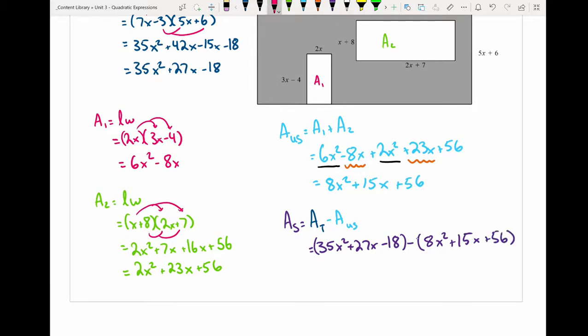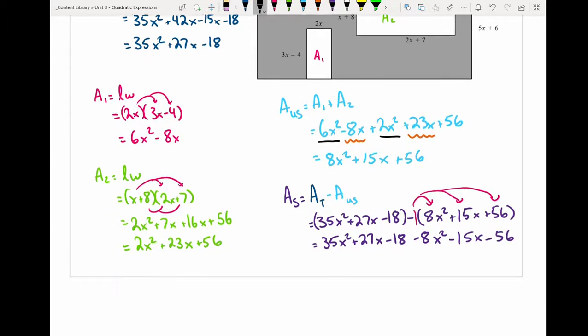When we're dealing with subtraction, you can imagine that there's an imaginary 1 in front, so that it could be a -1, and you have to distribute that through. So 35x squared plus 27x minus 18 minus 8x squared minus 15x minus 56. And again, you're going to go through, find all your like terms. So I have x squareds that are similar. I have x's that are similar. And last but not least, I have constants that are similar. I'm going to collect all these like terms.